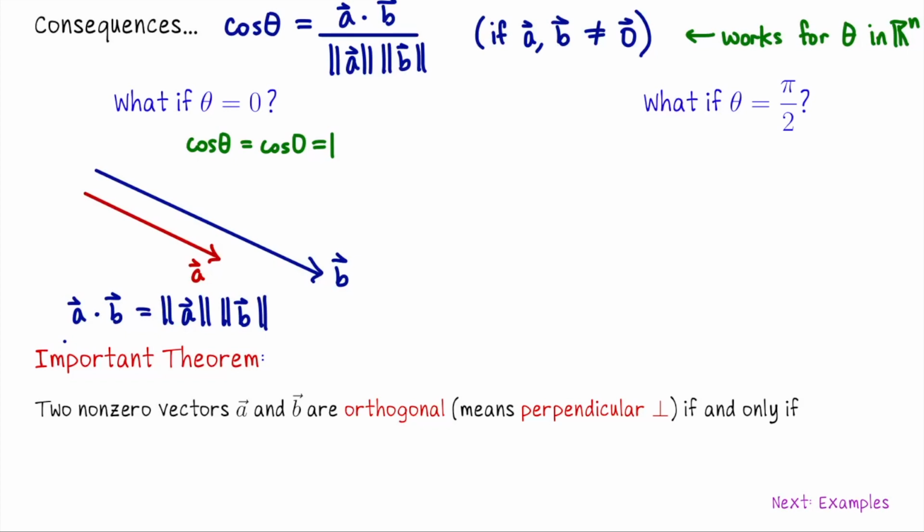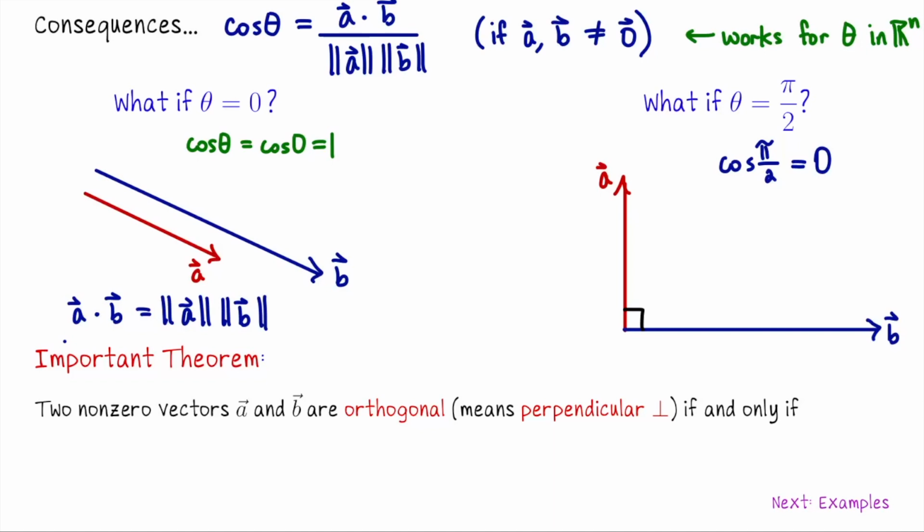Probably more interestingly, what if theta is pi over 2? In this case, cosine of theta is cosine of pi over 2, which is 0. In other words, A and B are perpendicular. And when we plug cosine pi over 2 into the formula, we see that A dot B must be 0. And that's a really key result. In fact, it's going to lead to our theorem at the bottom. So this is a key notion here.